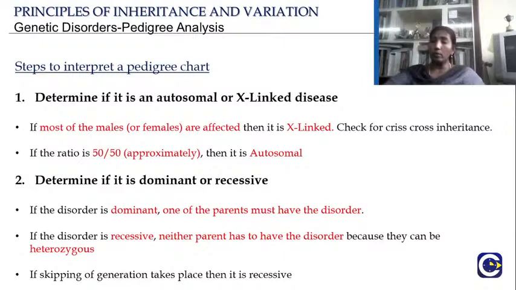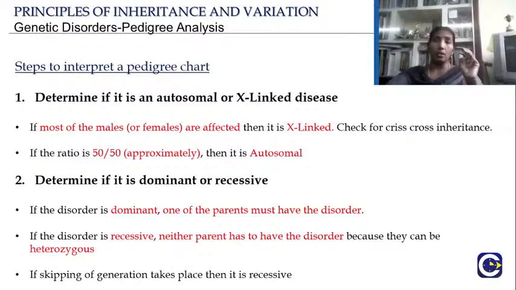So how are we going to determine this here? First always look whether it is autosomal or X-linked. Quietly look into whether it is male or female that is affected. Then look for the crisscross inheritance: mother to son, father to daughter. That crisscross pattern you look for. If it is 50-50, then it is autosomal. Then look for whether it is dominant or recessive. For dominant, as in the tips I told you, it will not skip generations.